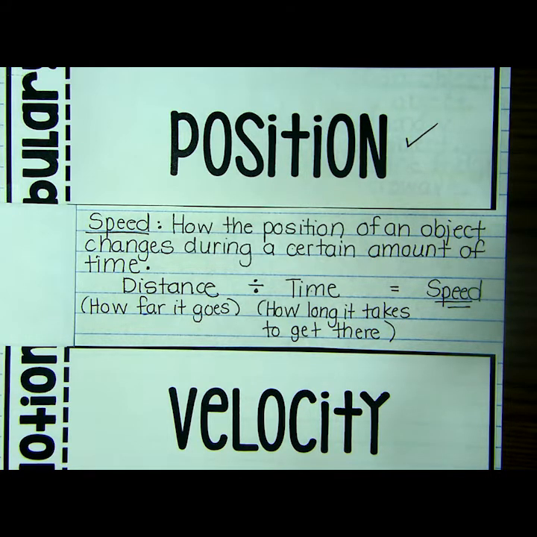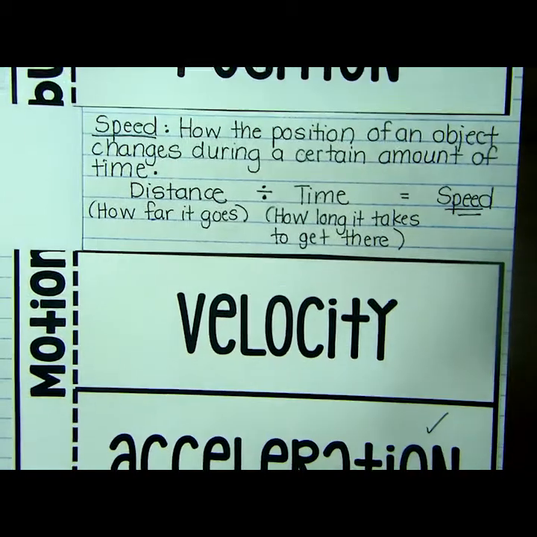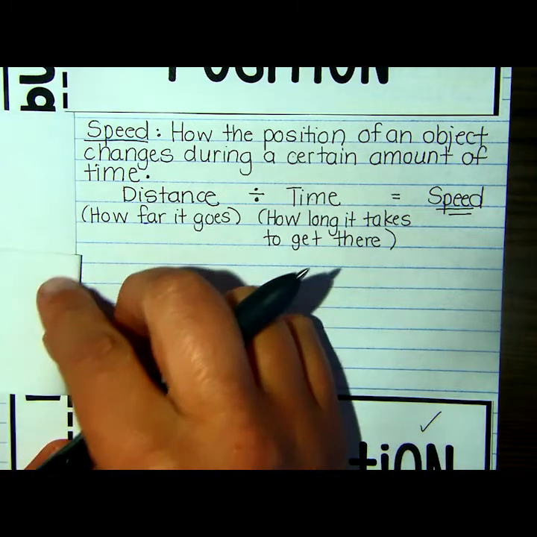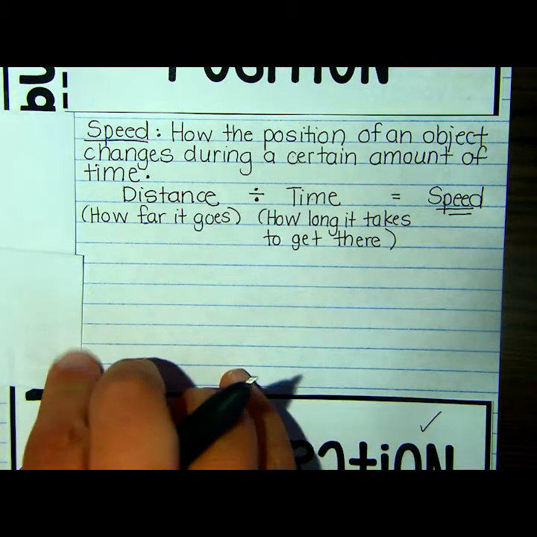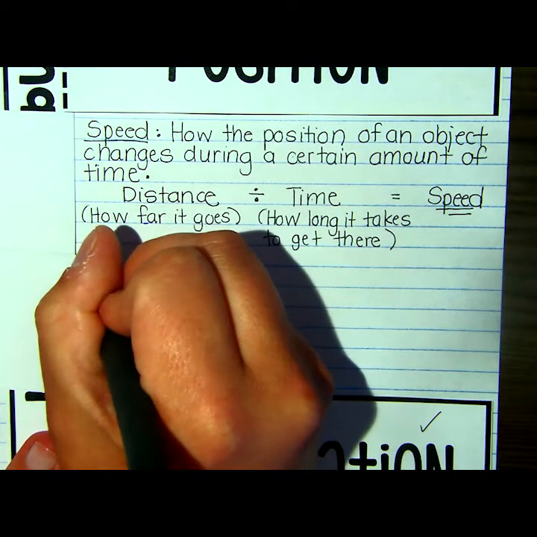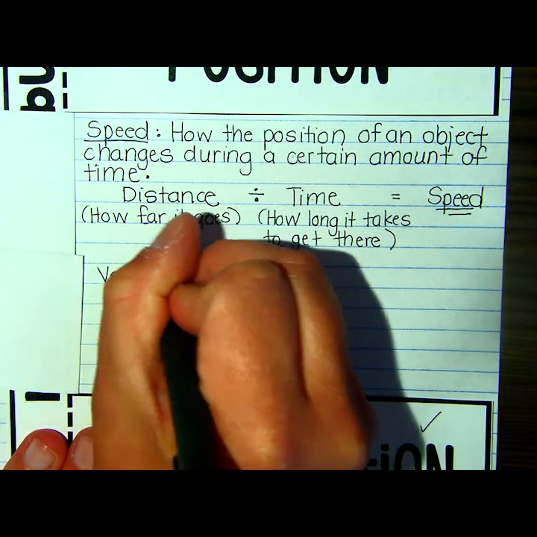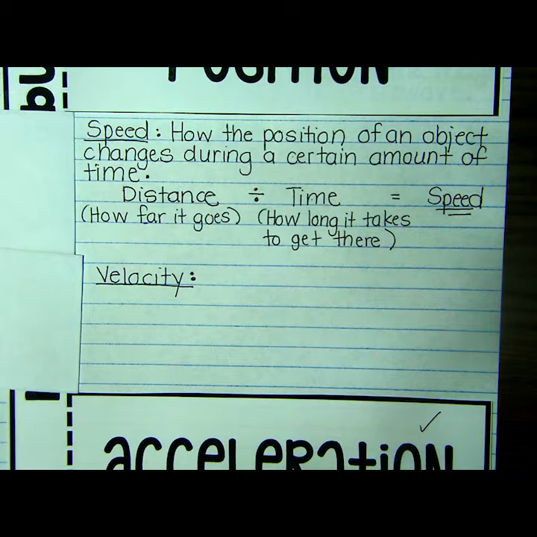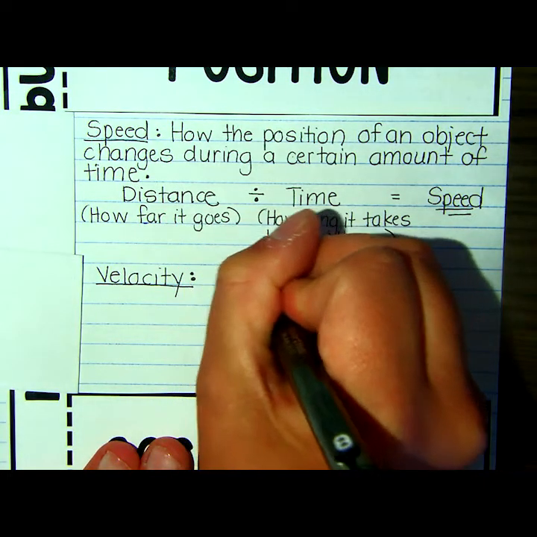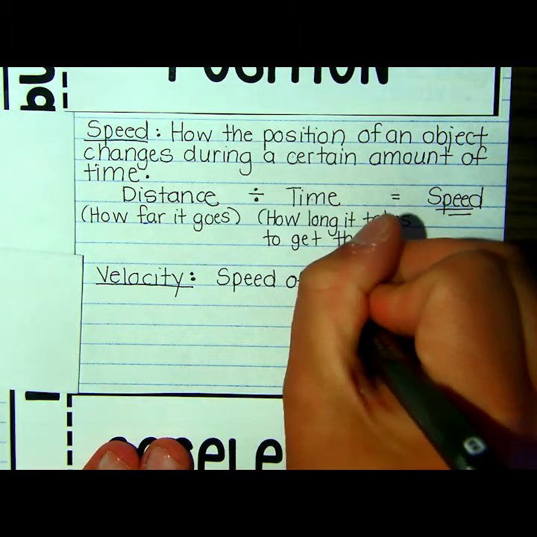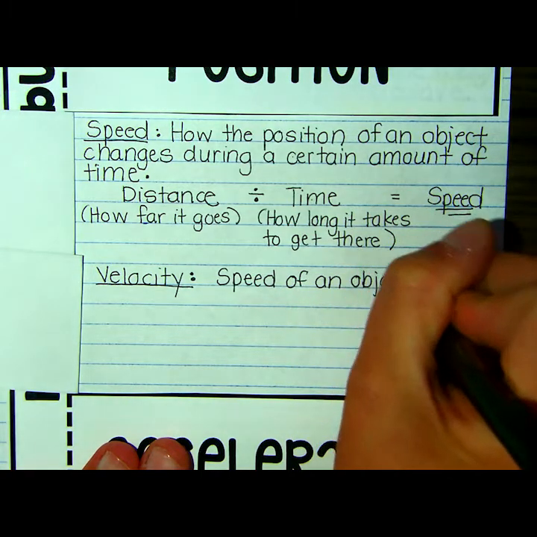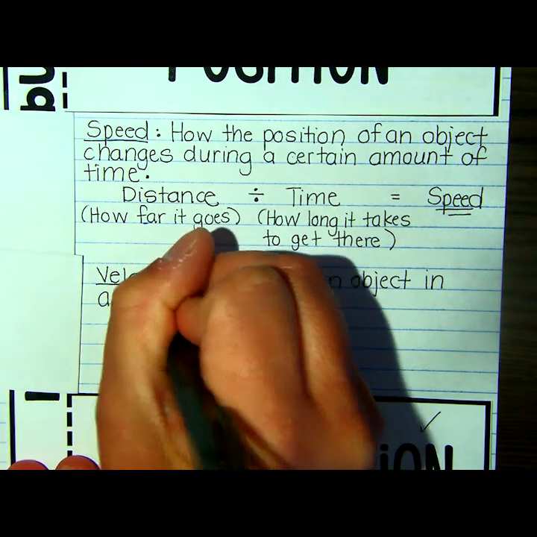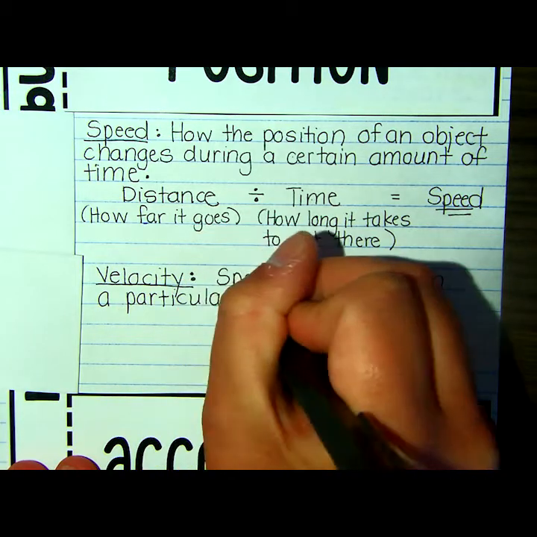So once we know speed, then velocity is pretty easy to describe. If you read in the text, then you recognize that velocity is really just the speed of an object, but it also describes which direction it's traveling in. So let's write down this word velocity. And that is the speed of an object in a particular direction. So the speed of an object in a particular direction.